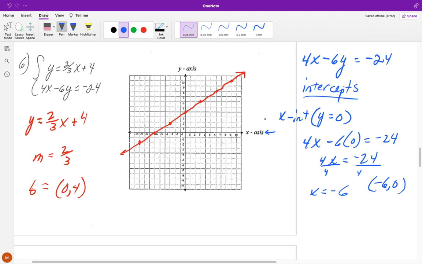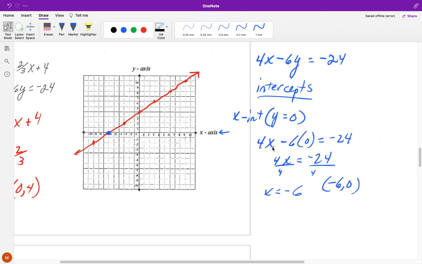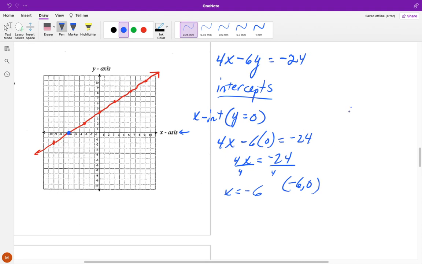And we know that that's true because at our intercepts, the other variable is 0. So at (negative 6, 0), I'll plot the point. Well, I already know my answer just from that point alone. And then I'm going to go ahead and move this over, and let's do our y-intercept.